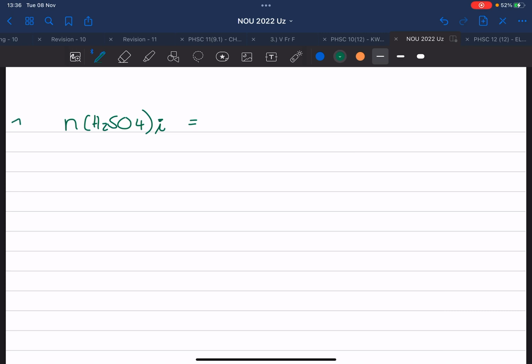Okay, sorry, this is question 7.2.2. How do I calculate mole? Mole is volume times concentration. The concentration was 1 and the volume was 25 times 10 to the power negative 3.